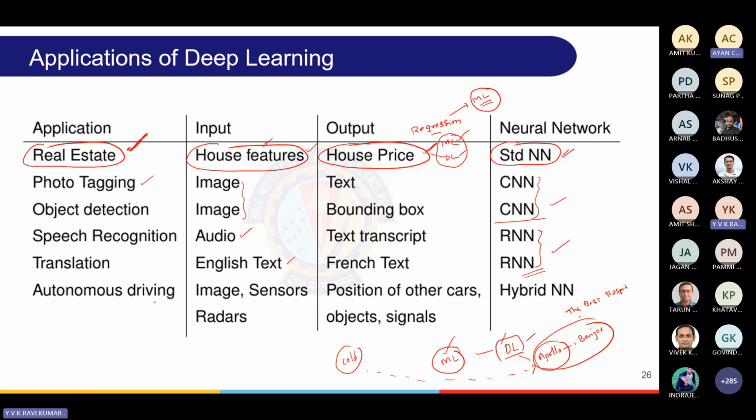And autonomous driving. RNN means recurrent neural networks, one architecture. And CNN, I'll come to that, convolutional.